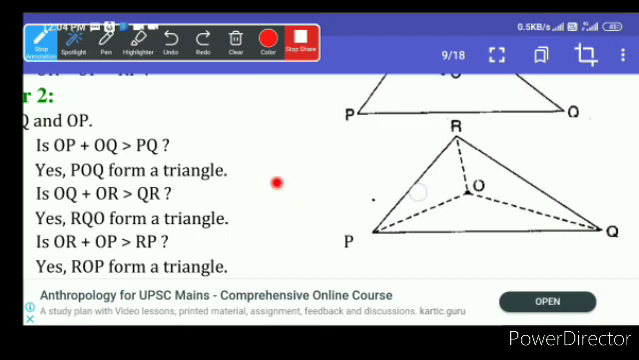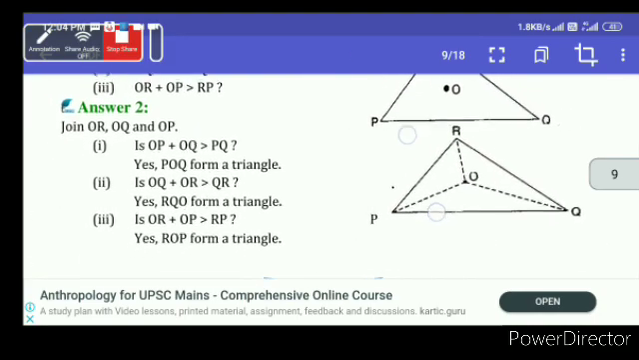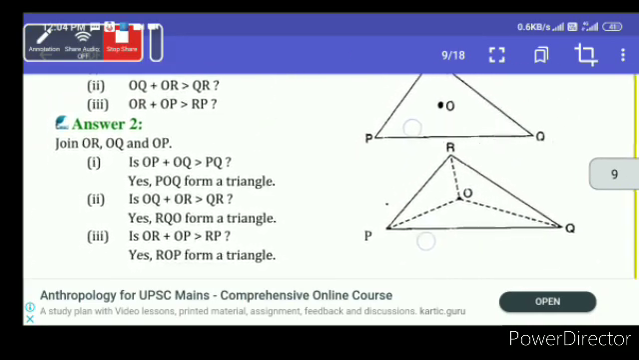Next, we'll check with the third triangle POR. PR is the longest side. We should add these two, OR plus OP. If you add these two, that sum is greater than the third side. Without measuring, we can say. Okay. Let's copy down this solution.